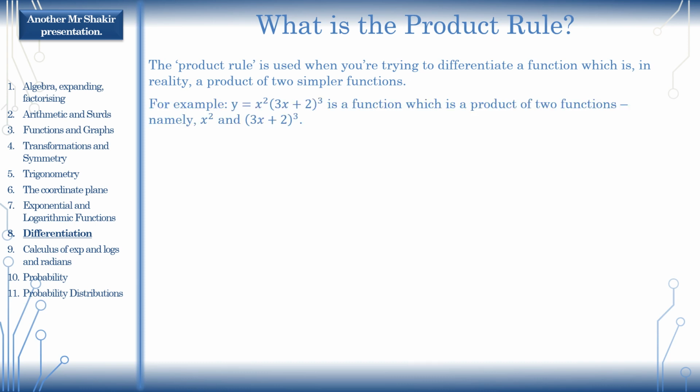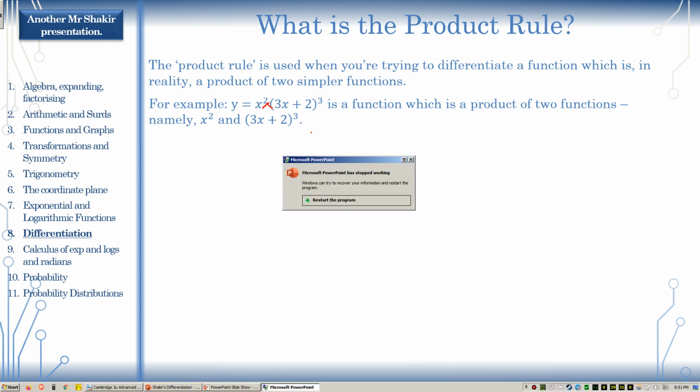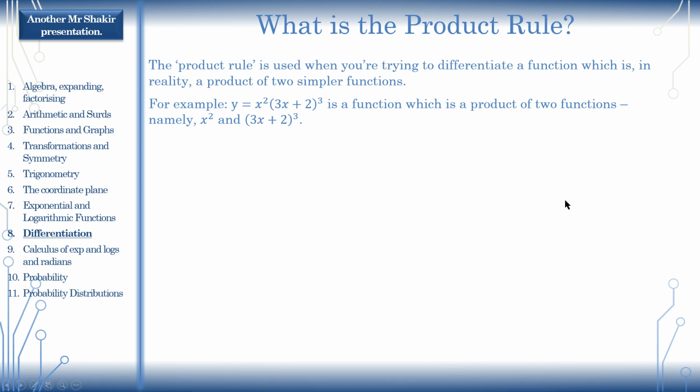And here's an example. So, for example, if you had y is equal to x squared, and then you had open bracket 3x plus 2 all cubed, then that is one function. X squared is one function, and this is a second function. In fact, that's probably like a function inside a function, but on the whole, that's two functions. X squared is one function, 3x plus 2 all cubed is another function, and they are being multiplied together, right?